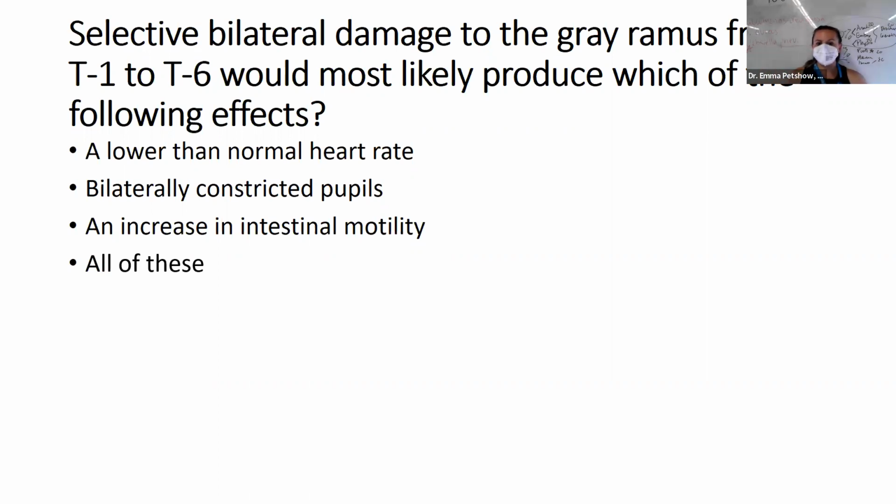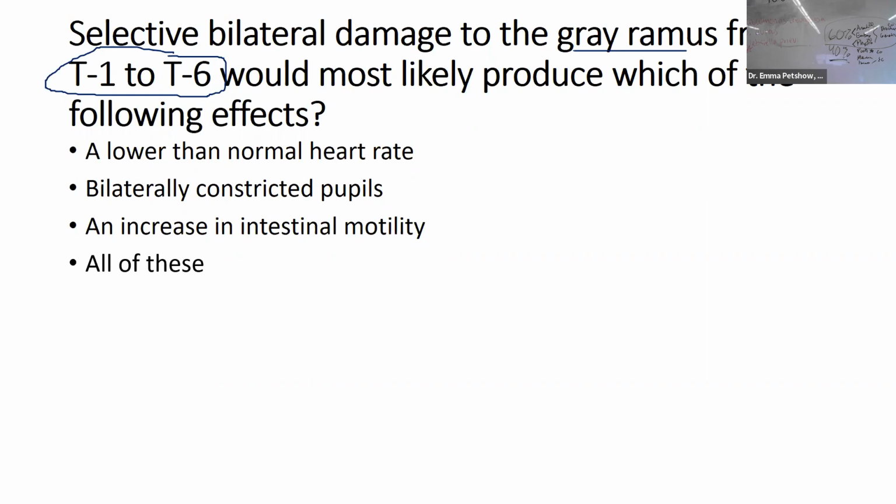So it doesn't matter about the gray ramus at all. It matters that it's coming from T1 through T6. So what comes from our thoracic portion of our spine? Sympathetic. So if we damage the communication of our sympathetic nervous system to these specific organs, which T1 through T6 affects the heart, the eyes, and the gut, which we don't even have to know to answer this question, we just have to know thoracic is sympathetic. So if we damage the communication response of that sympathetic nervous system, we're going to see increased parasympathetic effects in those organs because we don't have sympathetic control. That's what that question's asking.